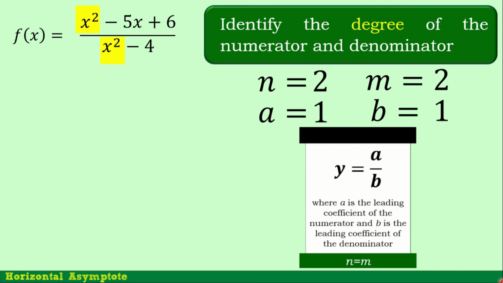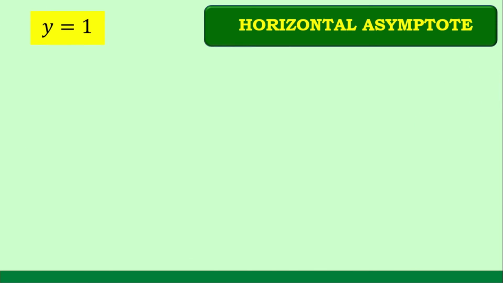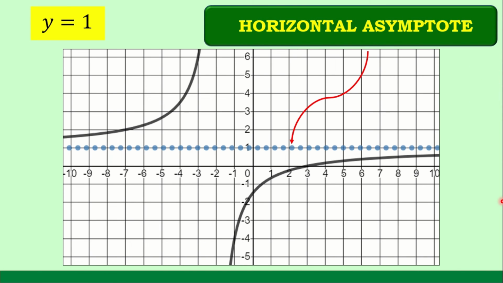Let's use y is equal to a over b and substitute the values of a and b. Since a and b are both 1, that's 1 over 1, which leads us to an answer of y is equal to 1. And that is our horizontal asymptote. Looking at the graph of this rational function, we'll see this is the horizontal asymptote at y equals 1. Okay, so that would be for example number 1.